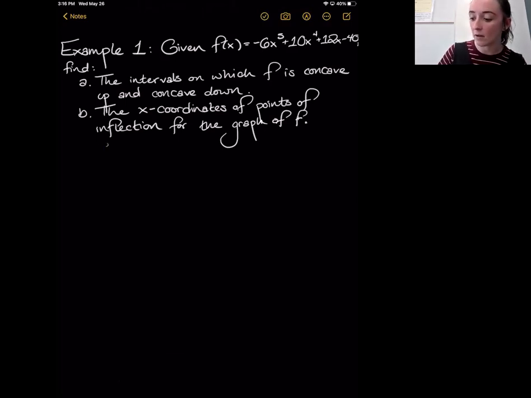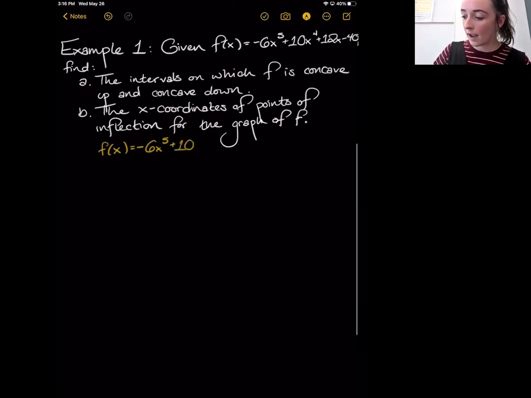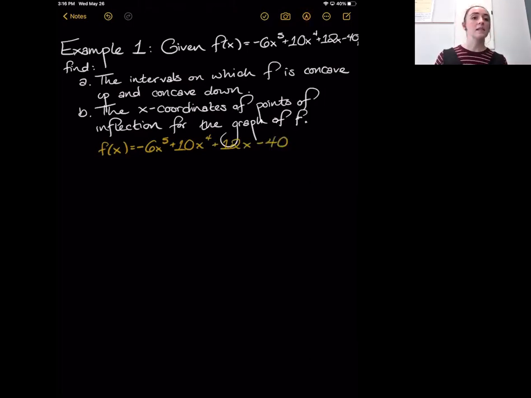So I'm just going to write down our original function. f of x equals negative 6x to the 5th plus 10x to the 4th plus 12x minus 40. This is a fairly straightforward derivative. It's all power rule because this is just a polynomial. So let's find our first derivative.